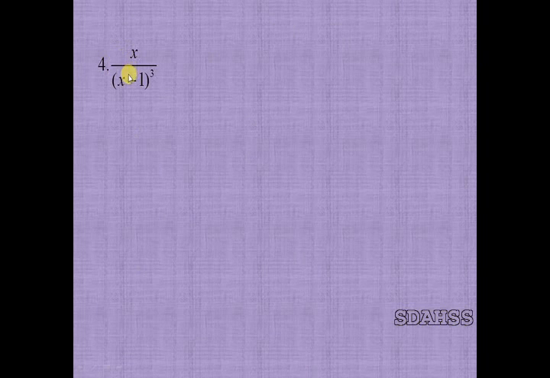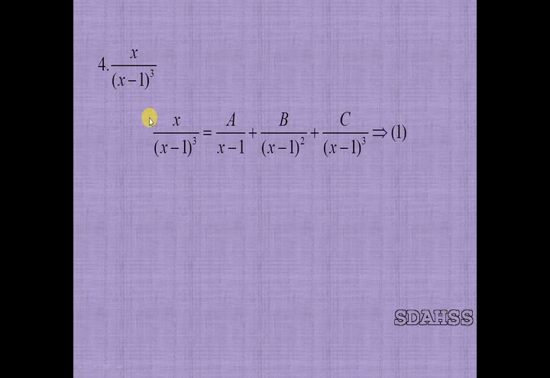The next sum: x by (x - 1) whole cube. This can be written as A by (x - 1) plus B by (x - 1) whole square plus C by (x - 1) whole cube. Here (x - 1) whole cube is there. So A by (x - 1) power 1, then B by (x - 1) whole square, power 2, then finally C by (x - 1) whole cube, power 3.